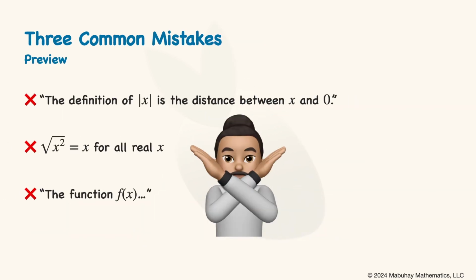In this video we'll address the following 3 mistakes. The definition of absolute value of x is the distance between x and 0. The square root of x squared is x for all real numbers x. And the general use of the phrase, the function f of x.